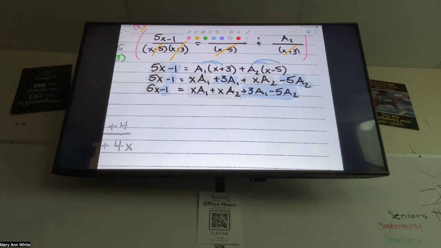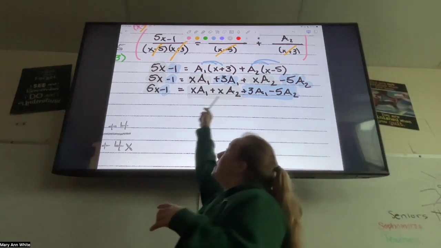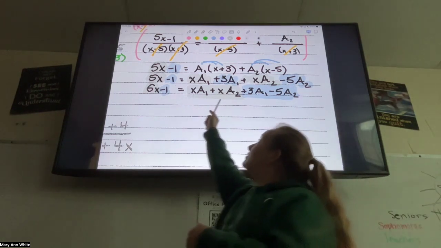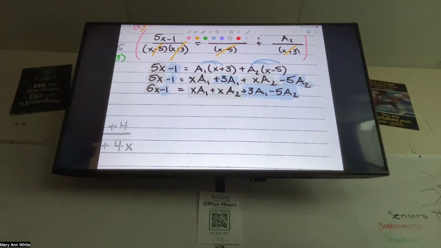Notice that my equation now nicely lines up. The first two things on the left and the first one on the right both have x's in them. The last one on the left and the last two on the right both have no x's, they're just constants. Now we're going to write two equations using that.